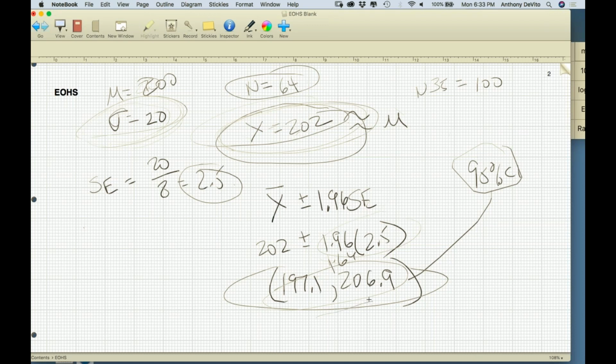If we are nervous and we want to be more confident, we could say we want a 99% confidence interval, in which case we would use 2.58, which would make this margin of error a bigger number. So we're adding and subtracting a bigger number, which would make this range for our confidence interval wider. So we're more confident that we actually captured it, right?